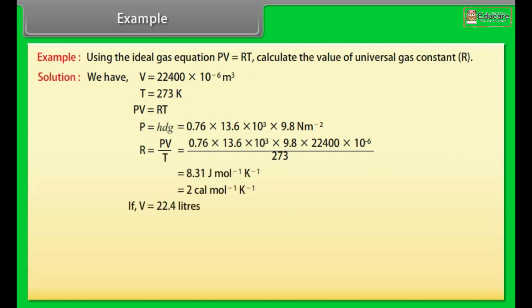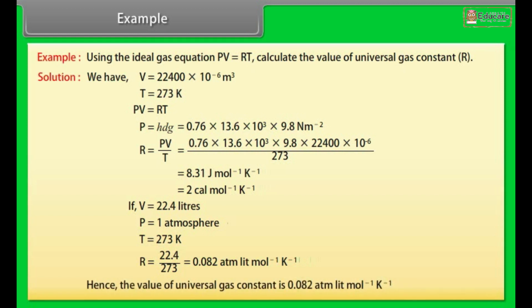If V = 22.4 liters, P = 1 atmosphere, T = 273 Kelvin, R = 0.082 atm liter per mole per Kelvin. Hence, the value of the universal gas constant is 0.082 atm liter per mole per Kelvin.